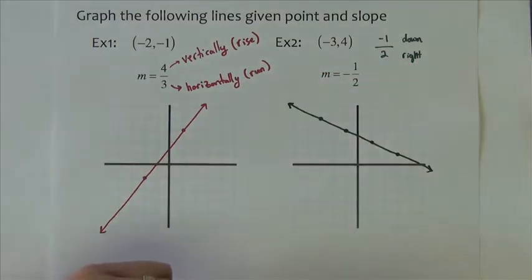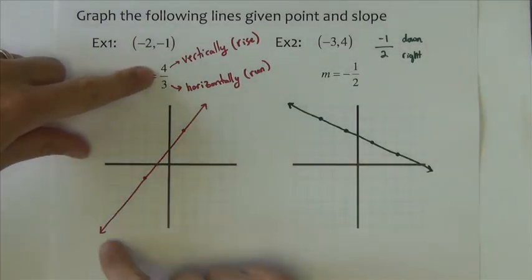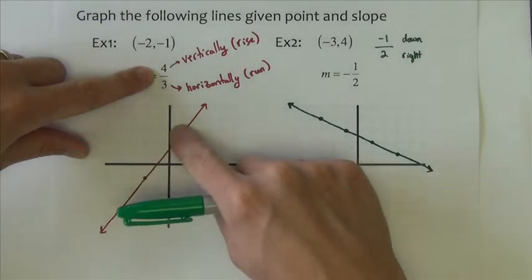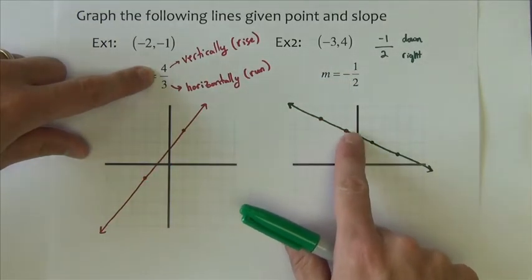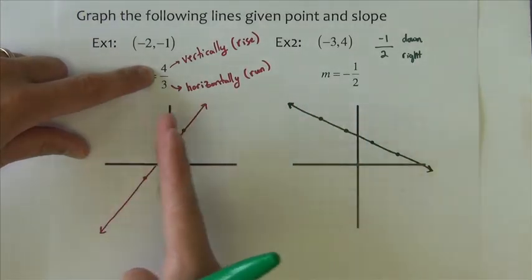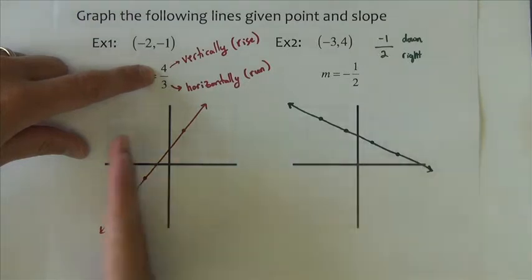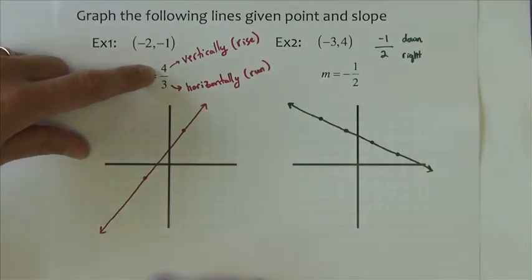In general, just an observation here before we move on: positive slopes, as in this one, 4/3, always go up from left to right. Negative slopes always come down from left to right. And we always read graphs like we read books, from left to right. So going up, going down: positive versus negative slopes.